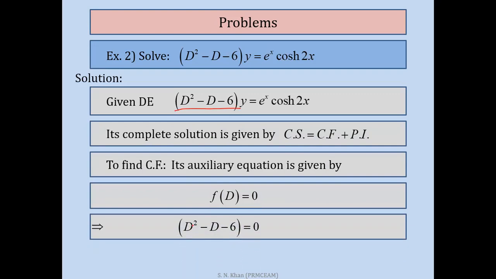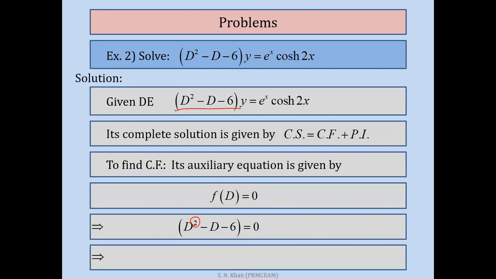And it is a quadratic equation in terms of d. So there will be two values. D ke do values aana chahiye. So therefore, we will get here d equals 3 and minus 2. So these are the two roots of this quadratic equation, which we can easily get by using calc.